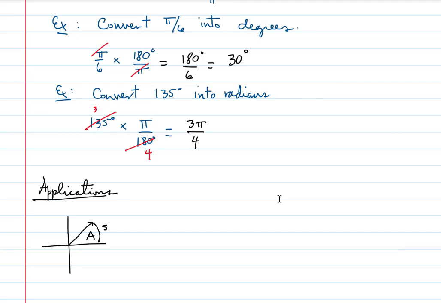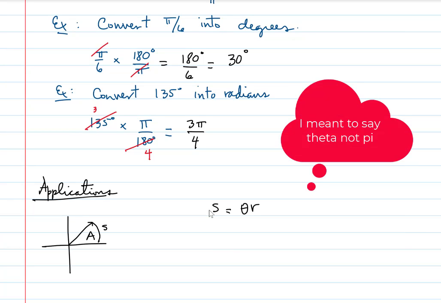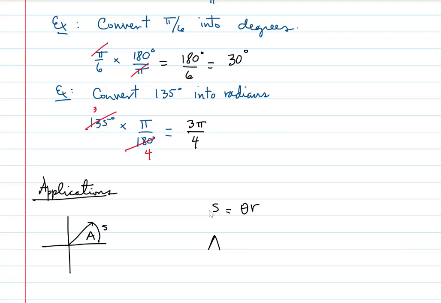So if I'm labeling this arc length to be S, there's a nice formula here. S is equal to r theta. The area of a sector, we have that it's 1/2 r squared theta.